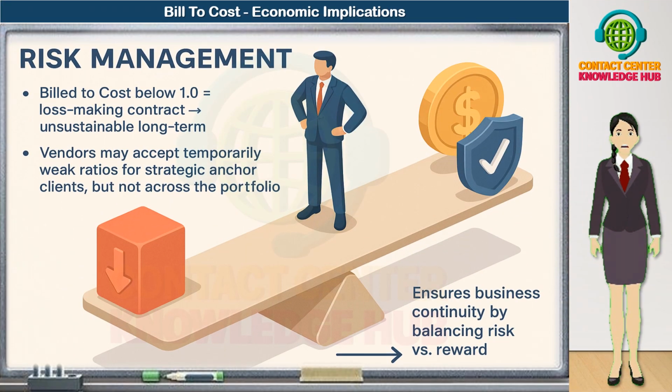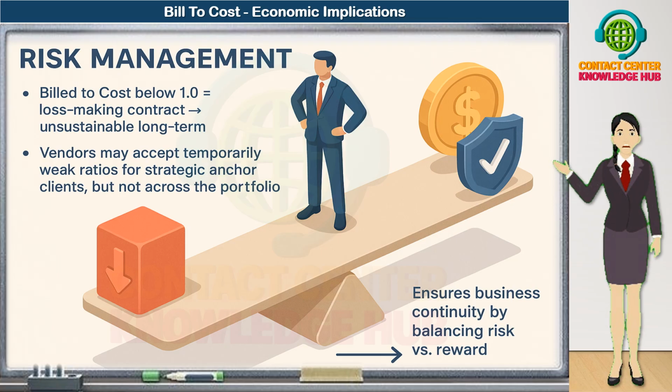Let's discuss one of the most important economic implications of the build-to-cost ratio: risk management. The ratio serves as a financial safeguard that helps organizations evaluate contract sustainability. When the build-to-cost ratio falls below 1.0, the account is loss-making, and continuing at that level becomes unsustainable in the long run. Sometimes, vendors may choose to accept temporarily weak ratios for strategic anchor clients.